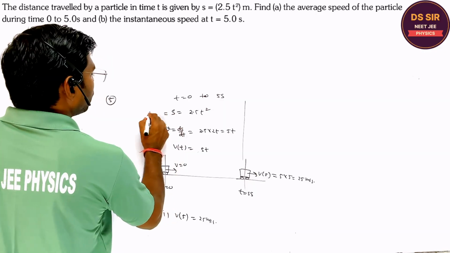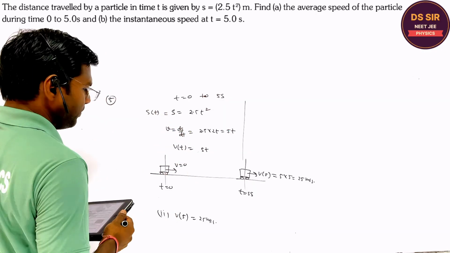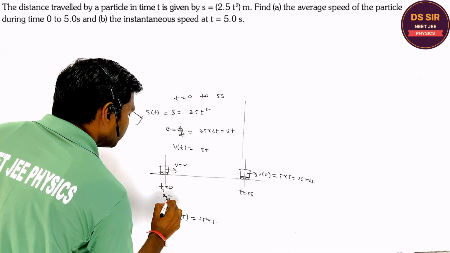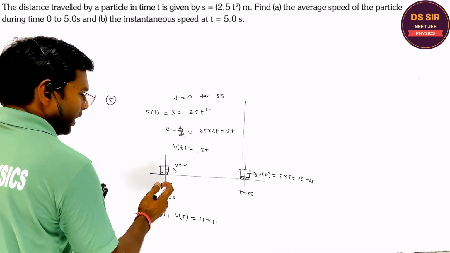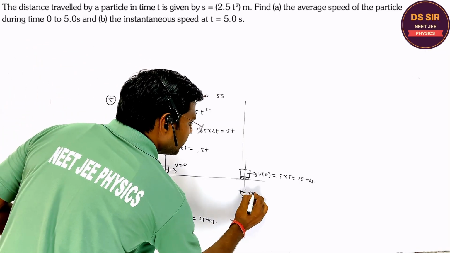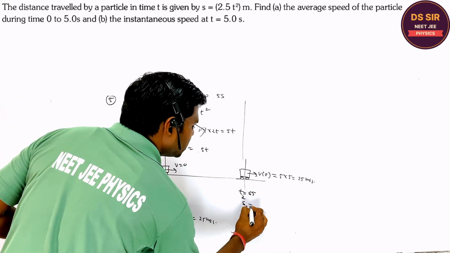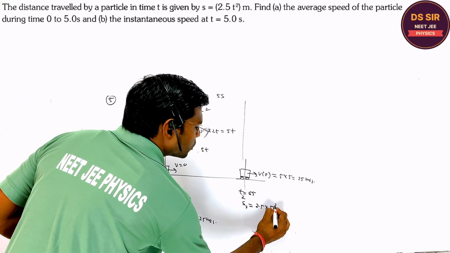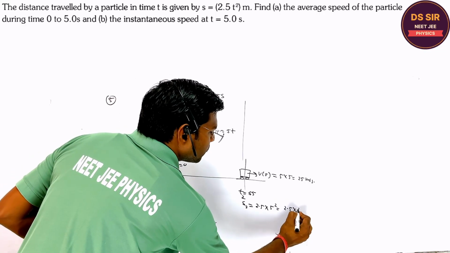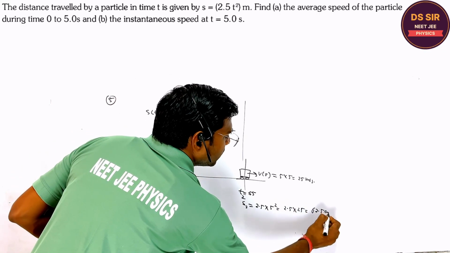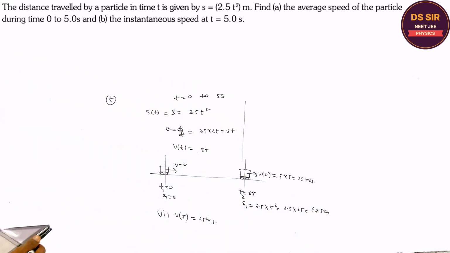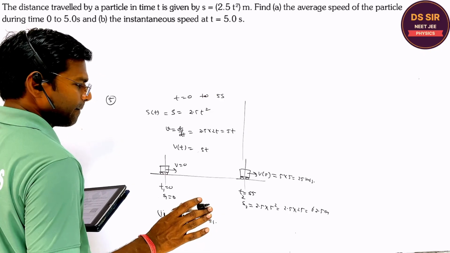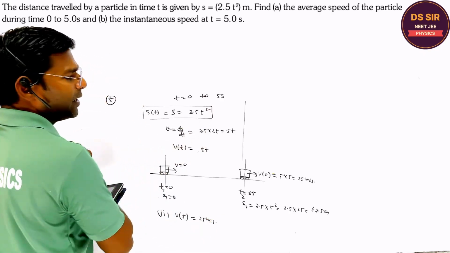Now listen one thing. At t is equal to 0, for the average, the t1 is what? 0. When it is 0, so what is the s1? Say 0. And when t2 becomes 5 seconds, in 5 seconds, how much displacement is covered? Say 2.5 into 5 square, so this is 62.5 meter. Is it clear or not, you tell? This is the displacement function.